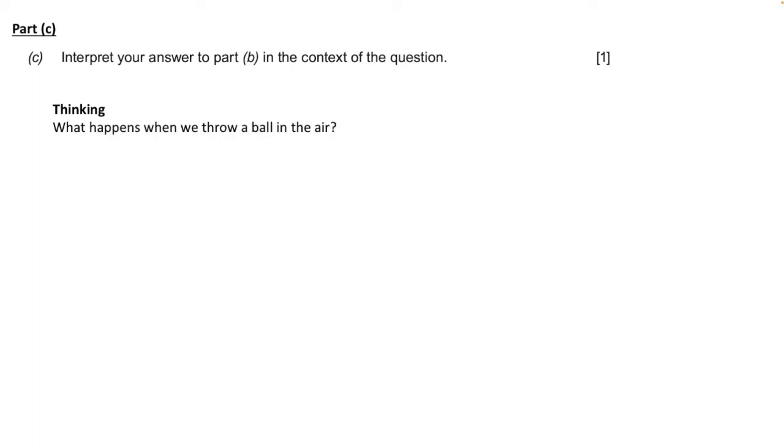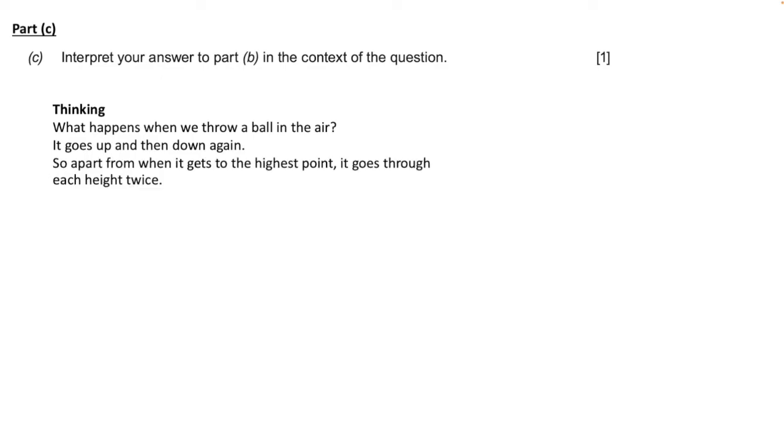So let's have a think about what happens when we throw a ball in the air. It's pretty obvious. It goes up and then down again. So apart from when it gets to the highest point, it goes through each height twice.